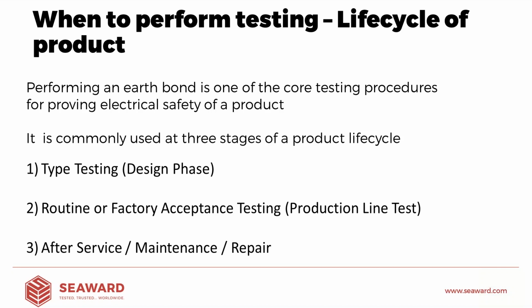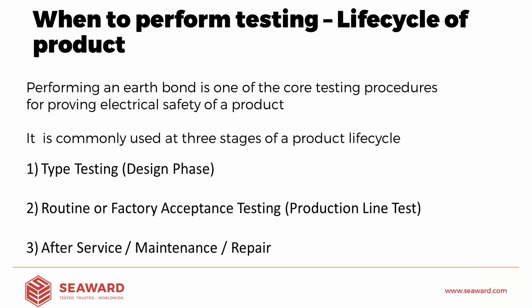So we may be performing it at higher currents or for much longer periods, potentially into minute-long scenarios. And we really want to prove that the thing is safe by design. So once we know it's safe by design, we can then start to put the product into production. So we're now building it, and we need to perform our routine or factory acceptance testing, commonly known as the production line test. So this is proving now that although we know the product is safe by design, we need to ensure we know that it's now been built correctly.